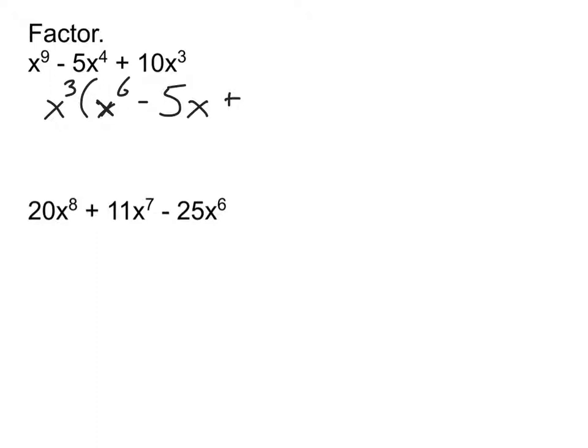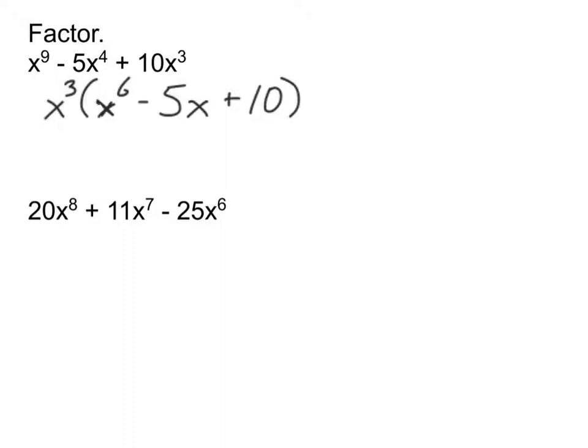Plus, now I have 10x cubed divided by x cubed. That leaves me just with 10. Notice there's no x's left because I divided by all 3 of those x's. And that's also what tells me I did it right. Because you'll notice that as I look inside here now, I have x's in 2 of the terms, but not in all of them. If there was still an x here, that would mean I could still factor out more x's. So it's a way to also check and make sure that you actually got all of them out.